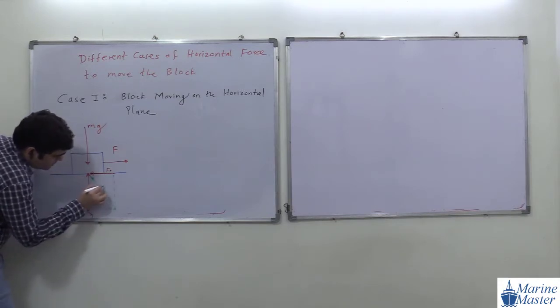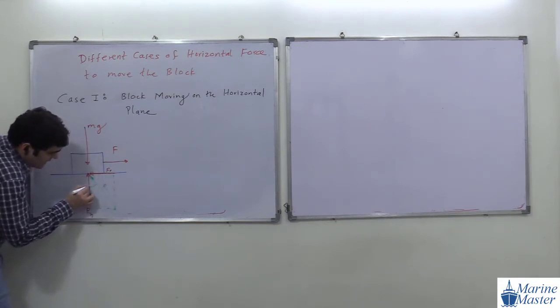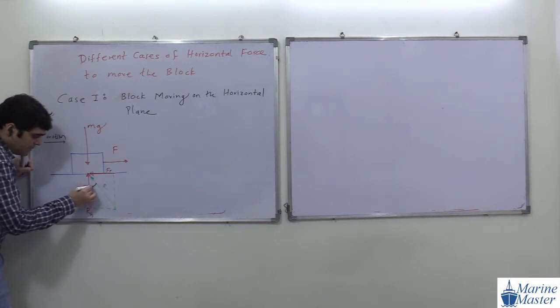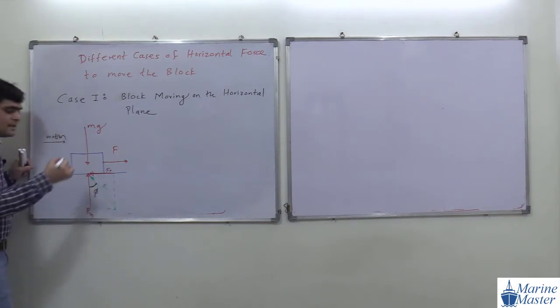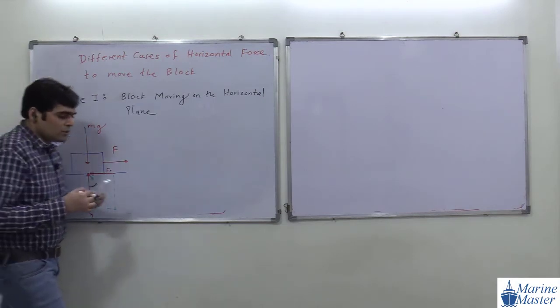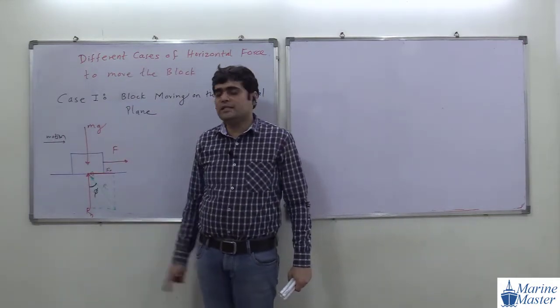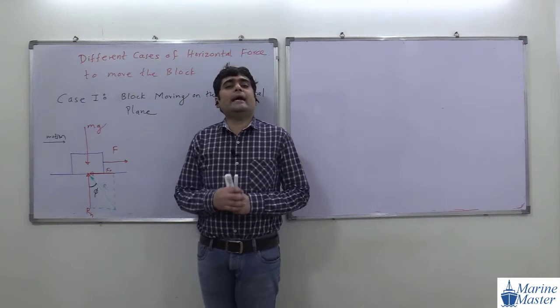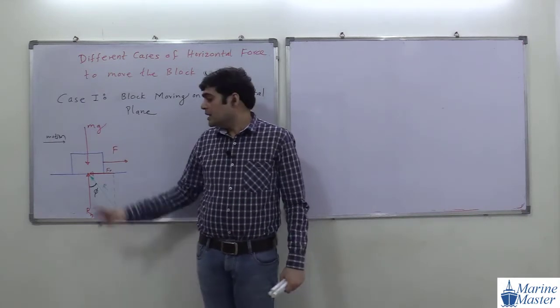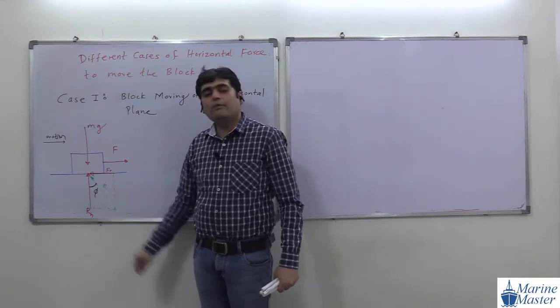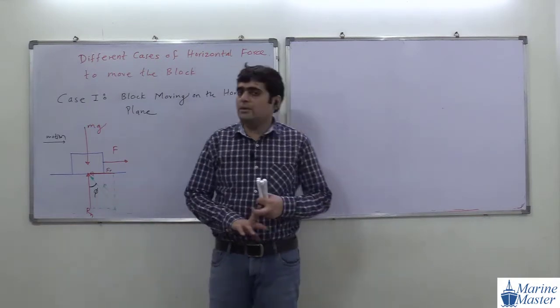This will be R. And the angle between Rn and R is phi. Phi means angle of friction. So initially 4 forces, but at the end 3 forces: mg, F, and we replace these 2, Fr and Rn, by R. So finally 3 forces.